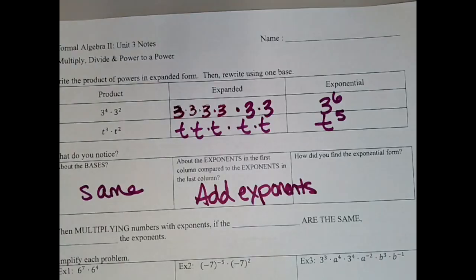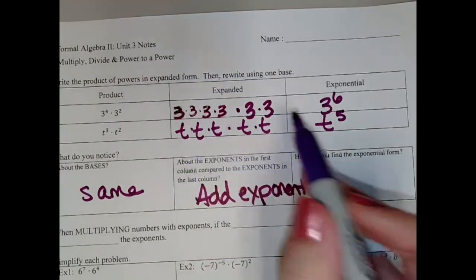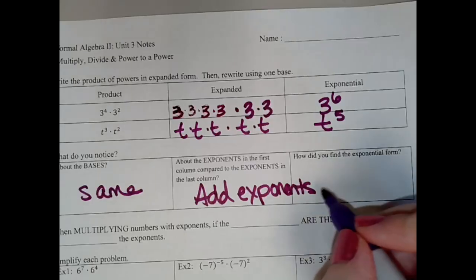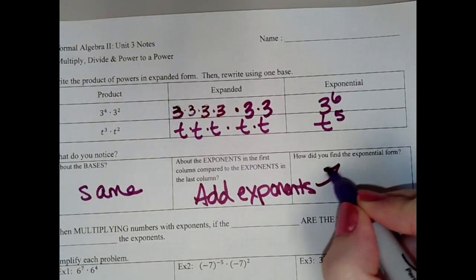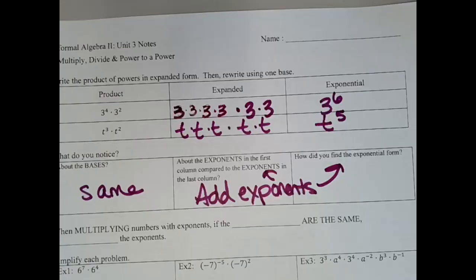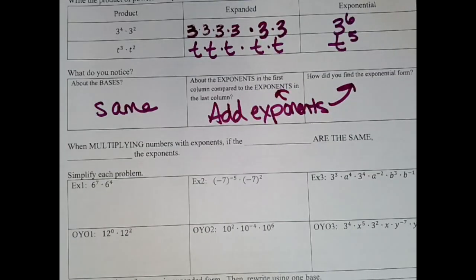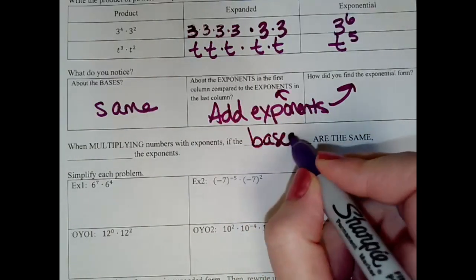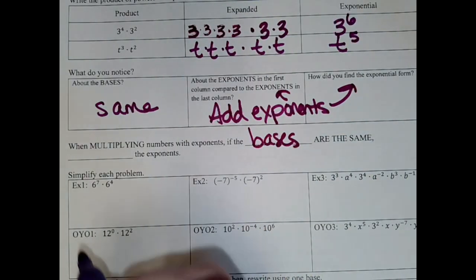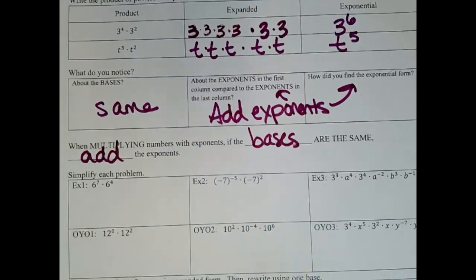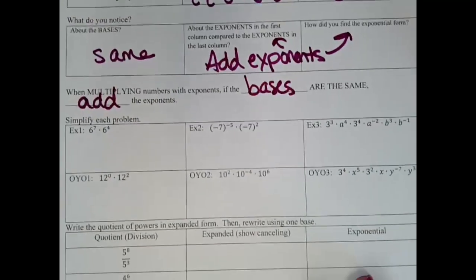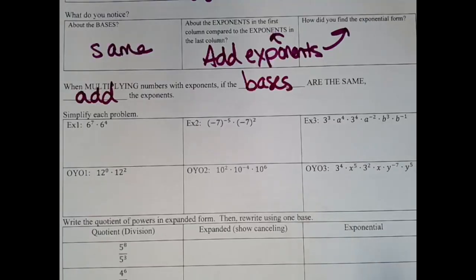How did you find the exponential form? Well, we just counted initially, but now we know we can just add the exponents. So I'm just going to say that's the answer for both of these. We've got some vocab to go over. When multiplying numbers with exponents, if the bases are the same, you add the exponents. So we're going to see that in these examples here. I'll do the examples. You're responsible for that on your own.